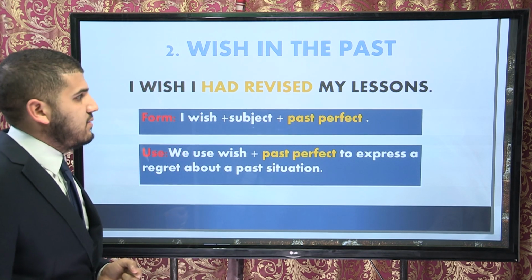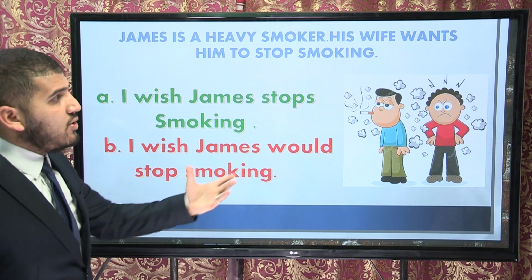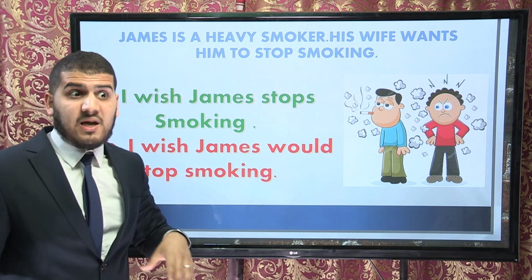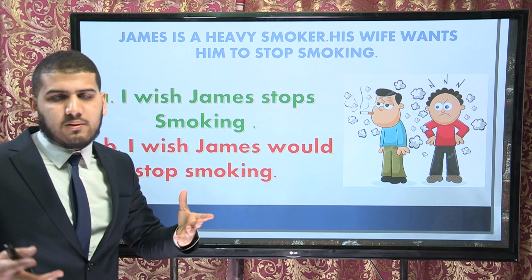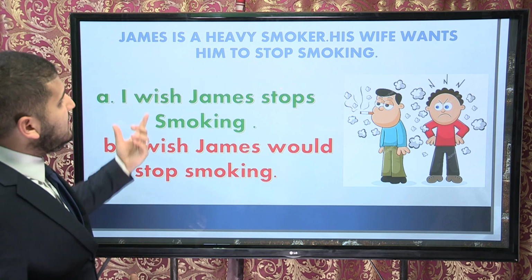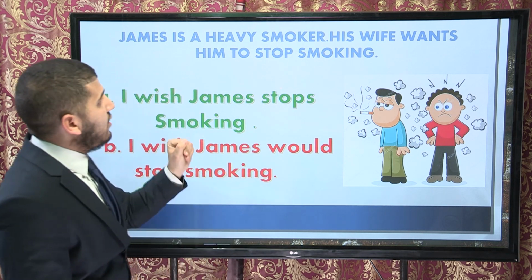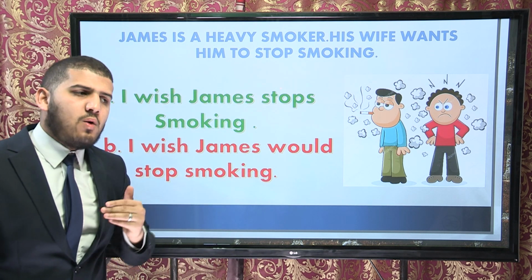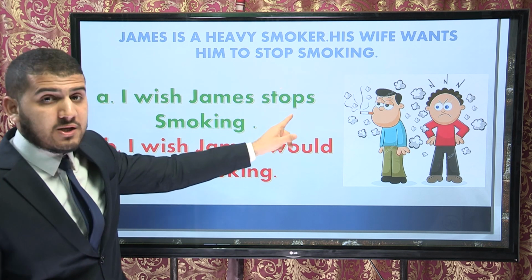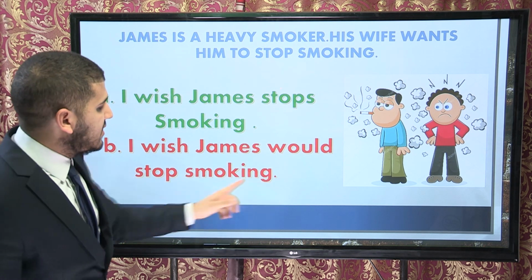We move on to the third and the last situation of expressing wish. Here you have a husband and a wife. We have James. He is a heavy smoker. He smokes a lot, and you know smoking is harmful and it causes cancer. His wife wants him to stop smoking. So what do you think she would tell him? I wish James stops smoking, or I wish James would stop smoking.